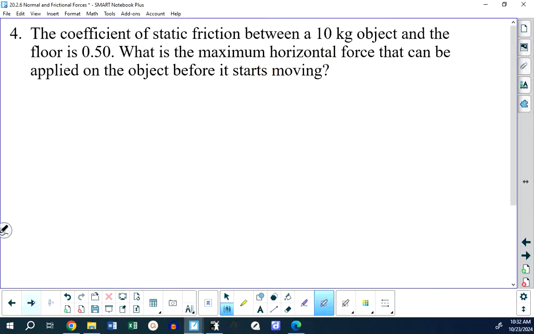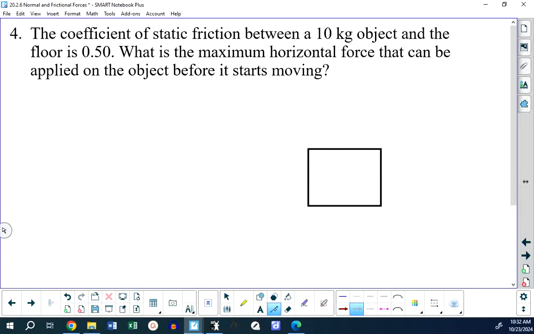The coefficient of static friction between a 10 kilogram object and the floor is 0.5. What is the maximum horizontal force that can be applied before it starts moving? Well, you need to understand, and this might be overkill for some of you, but I would rather that be the case than people not getting it. Let's just say that you are going to pull the object this way. You can decide to draw this or not. If you are drawing it, maybe hold off on the arrows for a second. So this is an applied force.